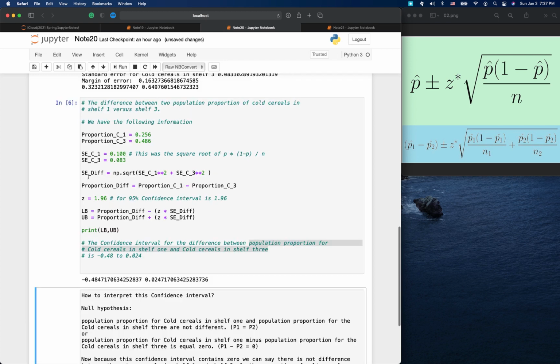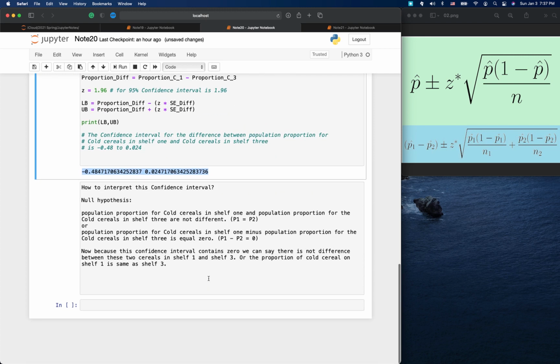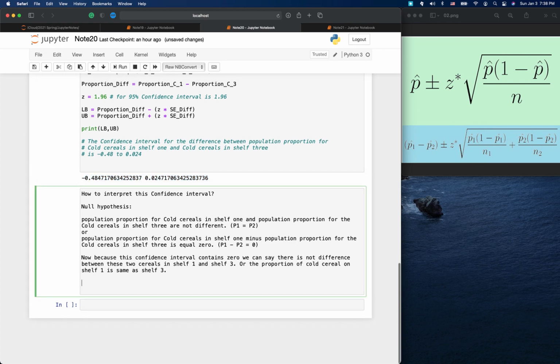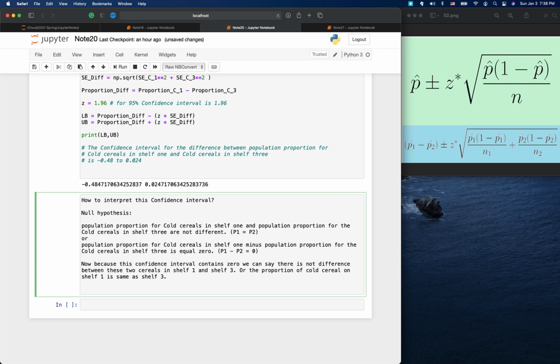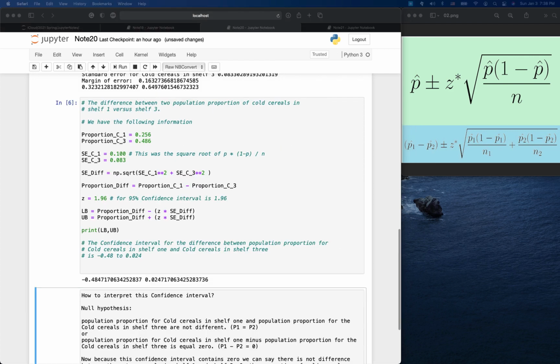Okay, so if there was no 0 in the confidence interval when we are comparing the difference, we would say there is a difference between the two groups. There's a difference between, for example, cereal in shelf 1 and shelf 3. Okay, so now, let me see. We calculated the proportion, and let's see what else remained.